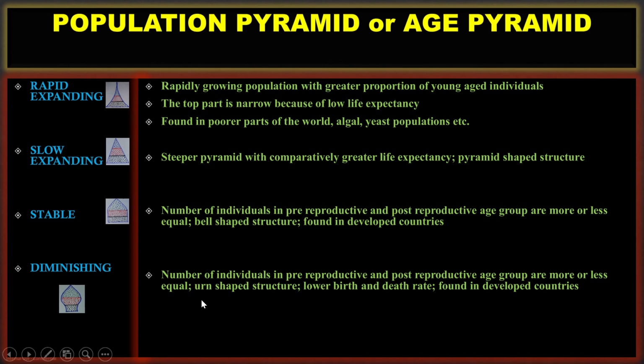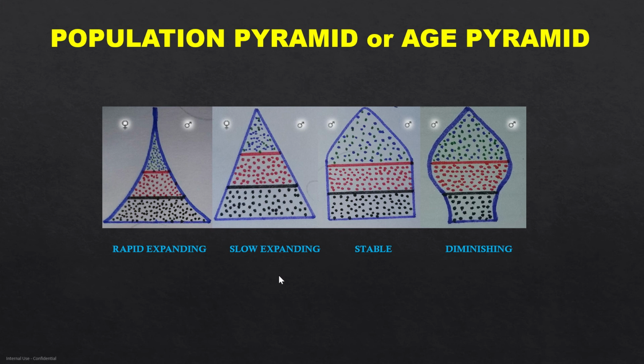In developed countries, you see urn shaped structure. The birth rate is low and the number of individuals in post reproductive band lives for a longer period of time. This is an extremely important characteristic feature of developed countries. Here the symbol has changed. This will be female and this will also be female.